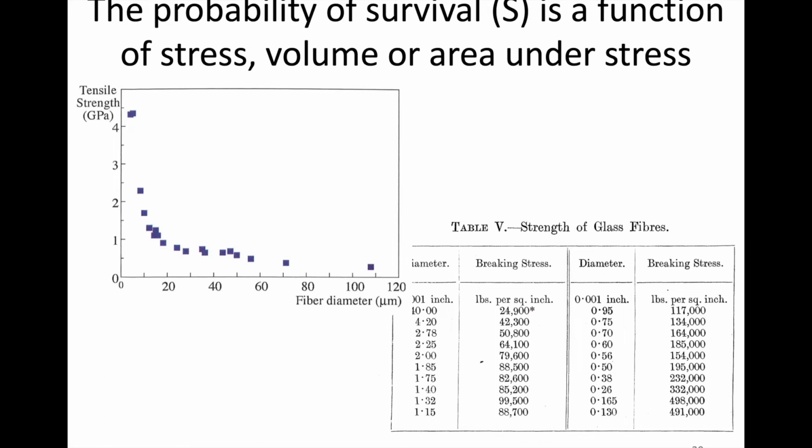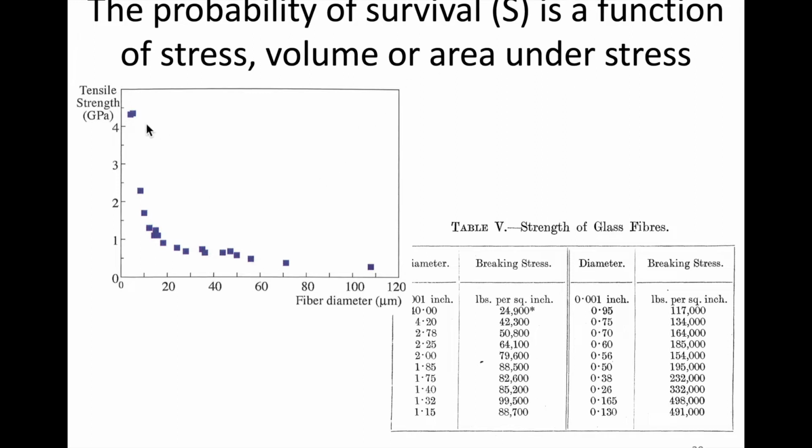This probability of survival, in our textbook, we call S. So this is the probability, the chance that it will survive a given stress level. This is a function of stress, which is going to be the big one that we look at, but it's also a function of the volume or area under that stress.